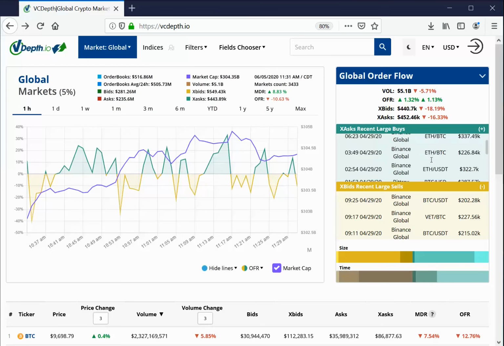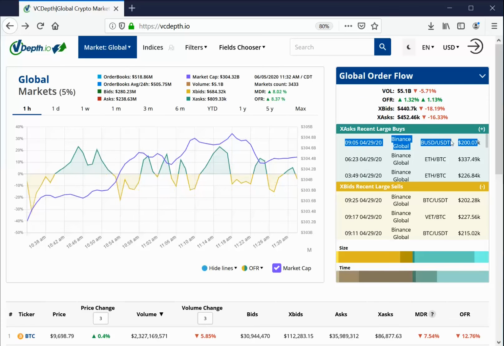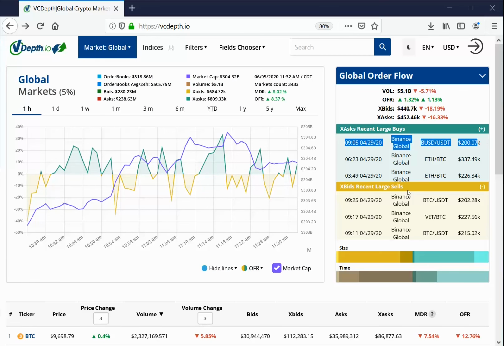large order alerts. Our large order alerts report any buy or sell order of which in its entirety is larger than 5% of the current combined active order books for that asset on the exchange that it occurs on. For example, this buy order for $200,000 on Binance represents that at the time of execution, combined order books for Binance US dollars were less than $4 million, as a $200,000 order is 5% of $4 million.